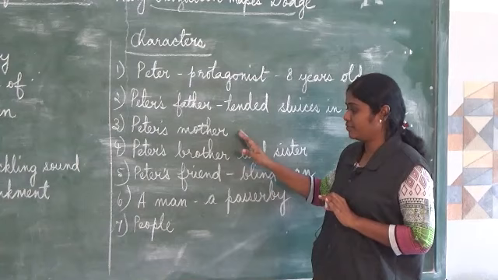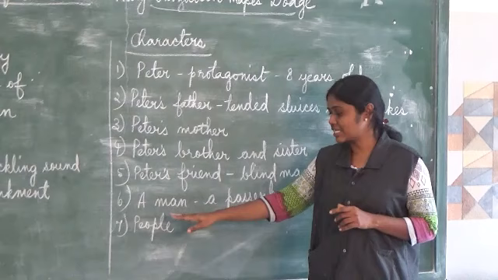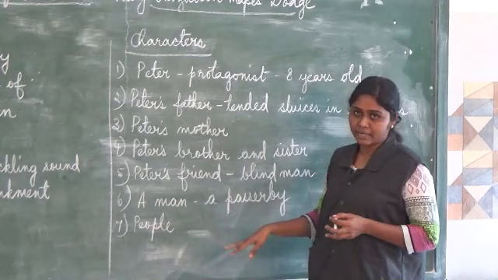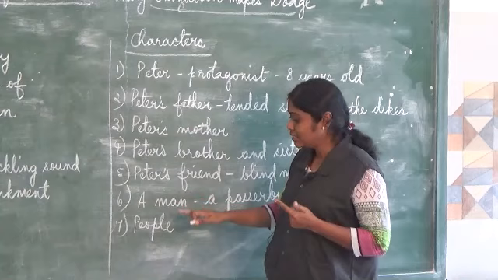Then you have Peter's brother and sister, then Peter's friend, a blind man, clear. Then finally a man, at the end of the story, you have this character and he is a mere passerby. Then finally you have the people of the entire town. The characters who are really part of the story are Peter, Peter's mother, Peter's friend, this man, and finally the people.